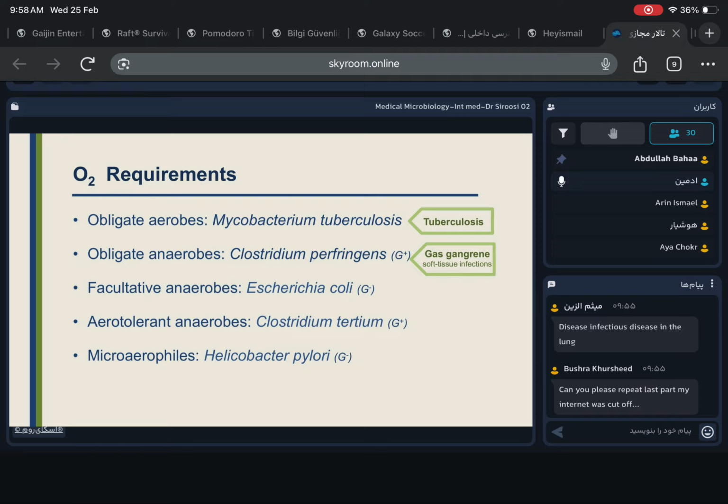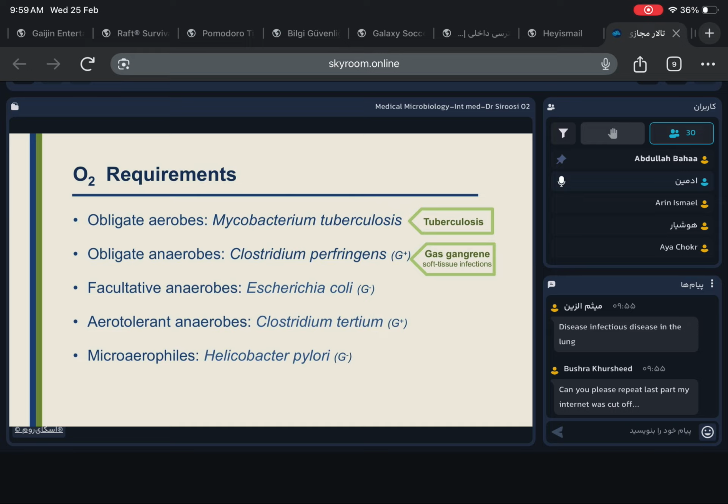So the third group of bacteria when it comes to molecular oxygen requirements are facultative anaerobes. These bacteria can grow with or without molecular oxygen. For example, we have Escherichia coli here, which is a gram-negative bacterium. We talked about gram-negative bacteria. I told you that Escherichia coli is a very famous bacterium, and this bacterium is a facultative anaerobe. It's able to grow in the presence and also absence of molecular oxygen.